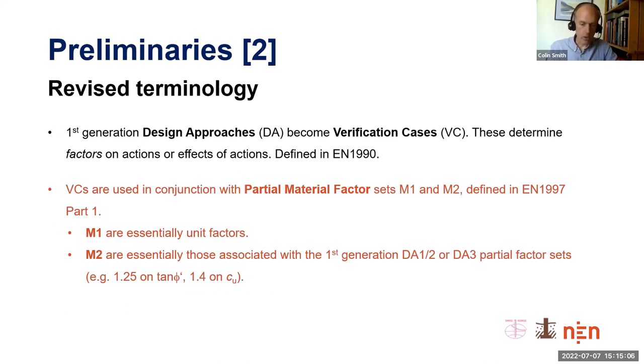Also, we have a number of terminology changes. I'm not going to cover them all, there isn't time to do that, but the key ones that are relevant to the presentation today are as follows. So what were described as design approaches in the current Eurocode have now become designated as verification cases, and these essentially determine the factors on actions or effects of actions, and these are defined in EN 1990. These verification cases are used in conjunction with partial material factor sets, M1 and M2, which are defined in EN 1997 Part 1. They're essentially unchanged from the current code, so M1 are essentially current unit factors, and M2 are those associated with current Design Approach 1 Combination 2 or Design Approach 3 partial factor sets. So effectively, it's 1.25 on tan phi, 1.4 on cu, etc.